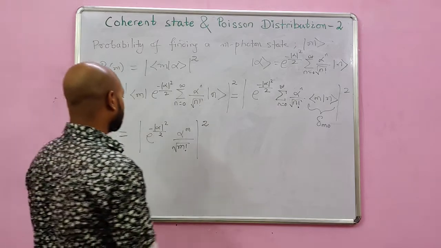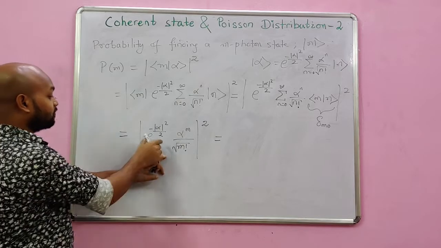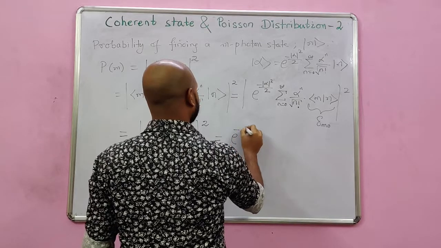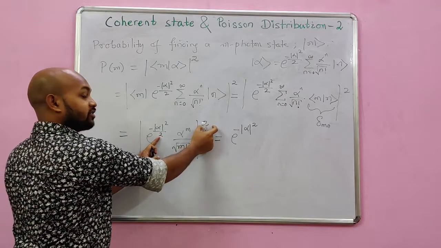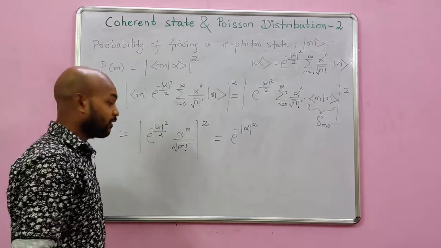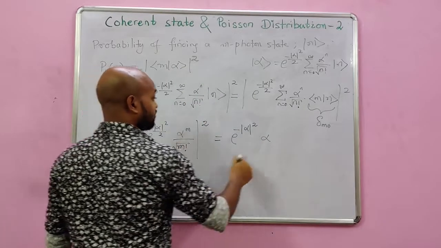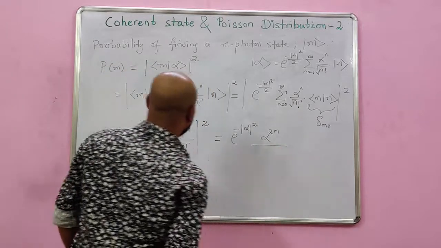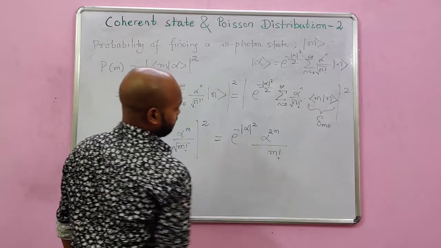Alright, now we have to compute the mod square of this exponential and the mod square of this. So this becomes e power minus alpha mod square by 2, and the multiplication from this squared gives me e power minus alpha mod square. And then the other thing becomes alpha power 2m divided by, there is a square root here and a square here, so this becomes m factorial.